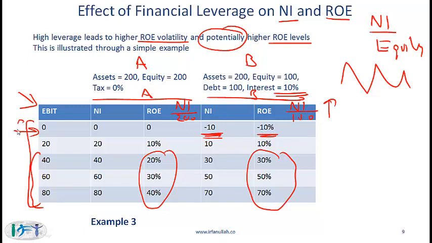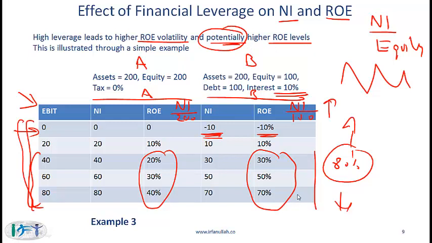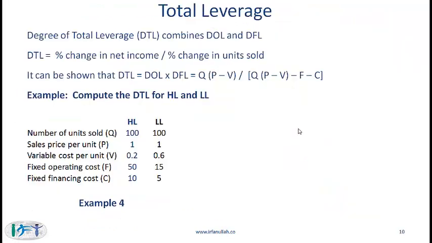ROE for these numbers ranges between minus 10% and 70%, so that's an 80% range. Whereas for company A, the range is only half of that, from 0 to 40%. So this should make sense now. High leverage leads to high ROE volatility and potentially higher ROE levels. The potentially higher means that when you have high operating income, then you have higher ROE levels. For low operating income, you can actually have lower ROE levels.